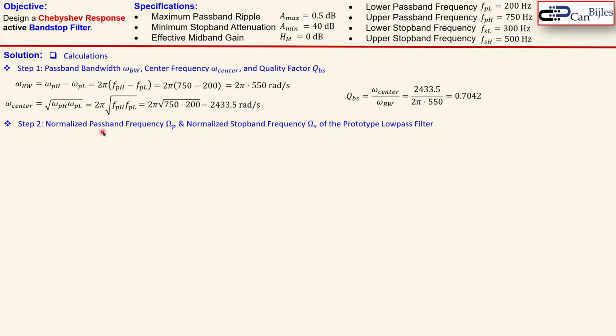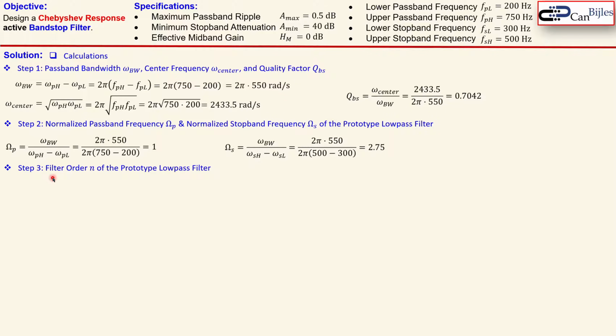Now, step 2 is the normalized passband frequency and the normalized stop band frequency for our prototype low-pass filter. As discussed in the previous examples, we always start with the low-pass filter prototype, and then we will convert that to the band stop filter in order to finalize our design. So this is the normalized passband frequency, capital letter omega p. This is always 1. You can also see that from the formula. And the normalized stop band frequency in this case is given here. You see also the stop band lower than the upper values. And that will give us in this case 2.75, all from the specifications.